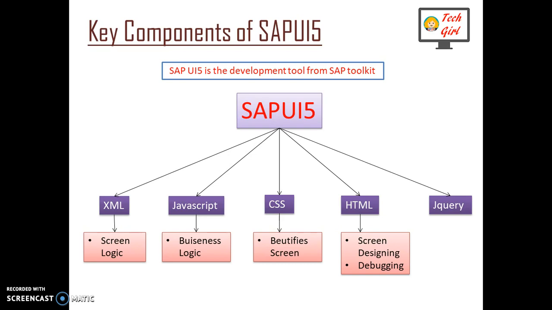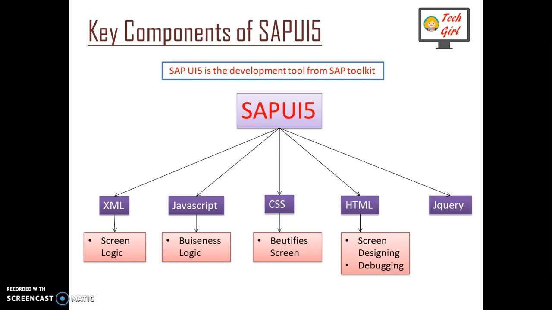So, this SAPUI5 consists of some languages. Which languages can we use in SAPUI5? They are XML, JavaScript, CSS, HTML, and jQuery. XML is Extensible Markup Language. It is used to code the screen logic or the UI interface screen of SAPUI5. JavaScript, we can use it for coding the user interface, but it is not recommended. It is used for coding the controller, that is the logic behind the screen.